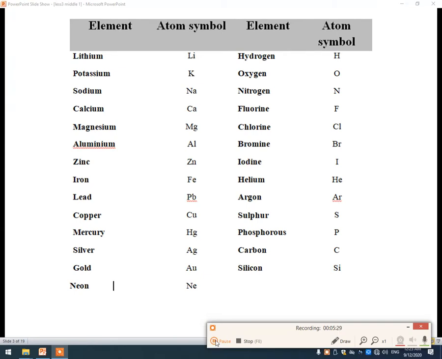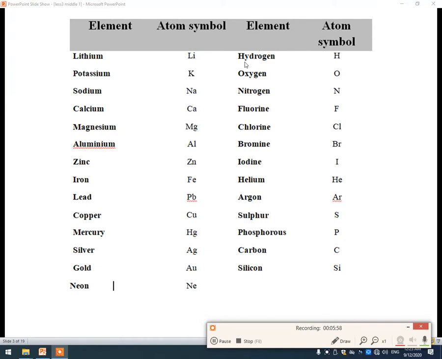Next, we'll have gold. Gold also comes from the Latin name aurum. So its atom symbol will be Au, capital A, small u. Next, we'll have neon. Neon, as you know from before, is a noble gas, and its atom symbol will be Ne, capital N, small e, which comes from the original name neon.